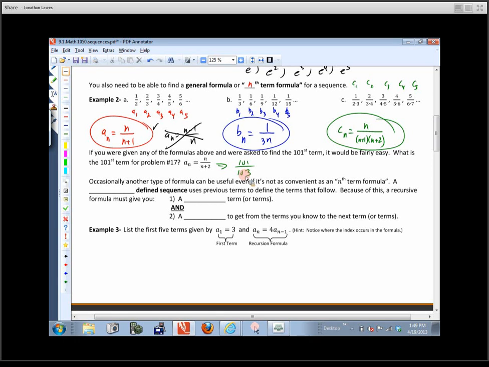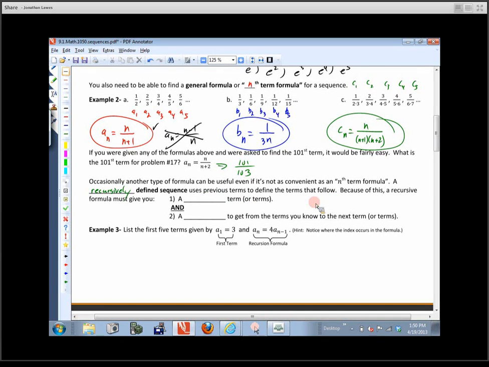Okay, now, that's called an nth term formula or a general formula, and they're really useful, but there is another type of formula that's also useful. It's called a recursively defined sequence. A recursively defined sequence uses previous terms to define the terms that follow.